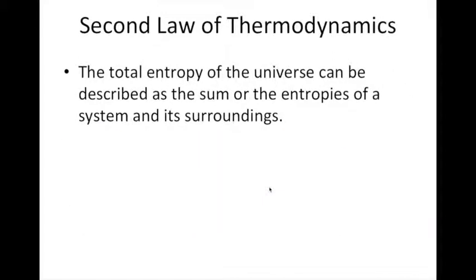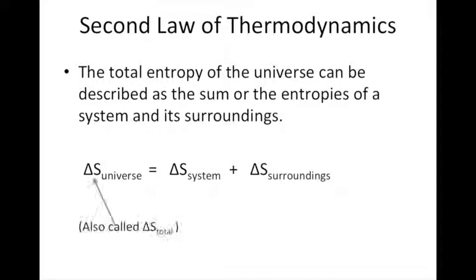So the total entropy of the universe can be described as the sum of the entropies of the system and surroundings. So we could restate the second law of thermodynamics as a mathematical equation, which would look like this. The change in entropy of the universe is equal to the entropy change of the system plus the entropy change of the surroundings. And also sometimes you'll see the entropy change of the universe referred to as the change in entropy total.